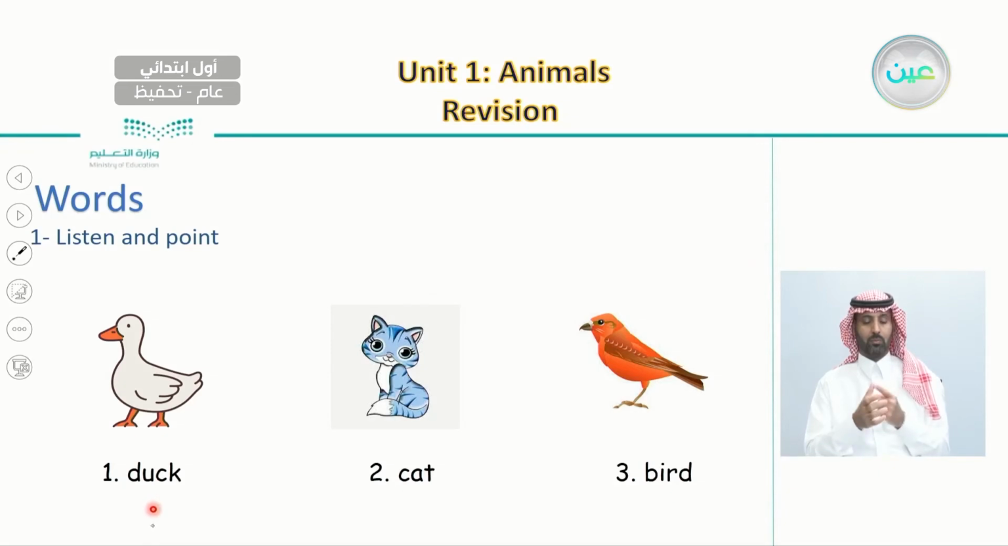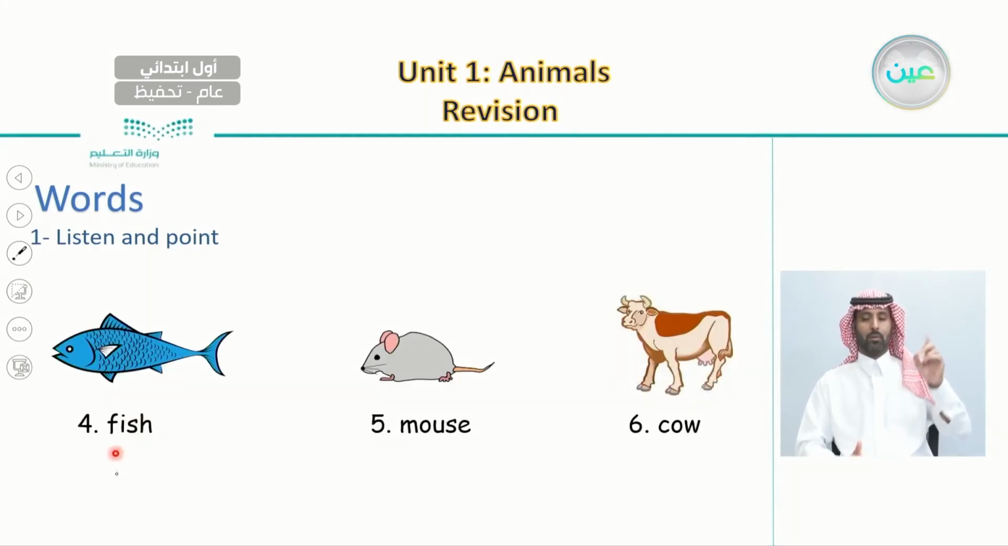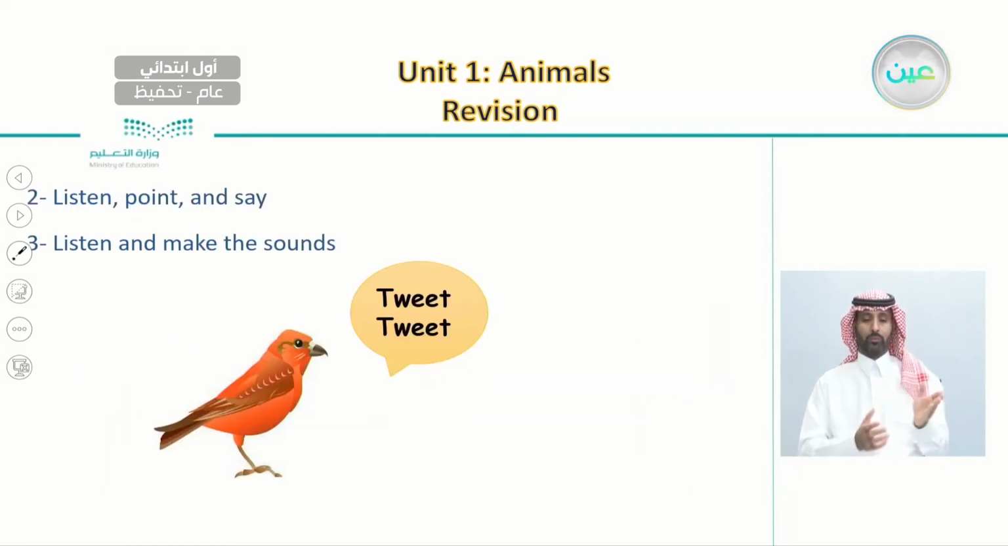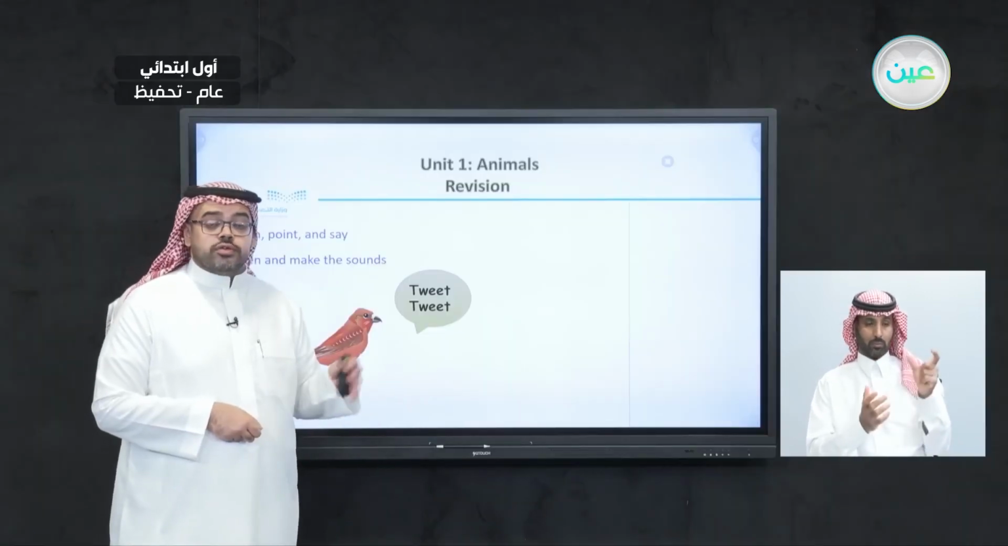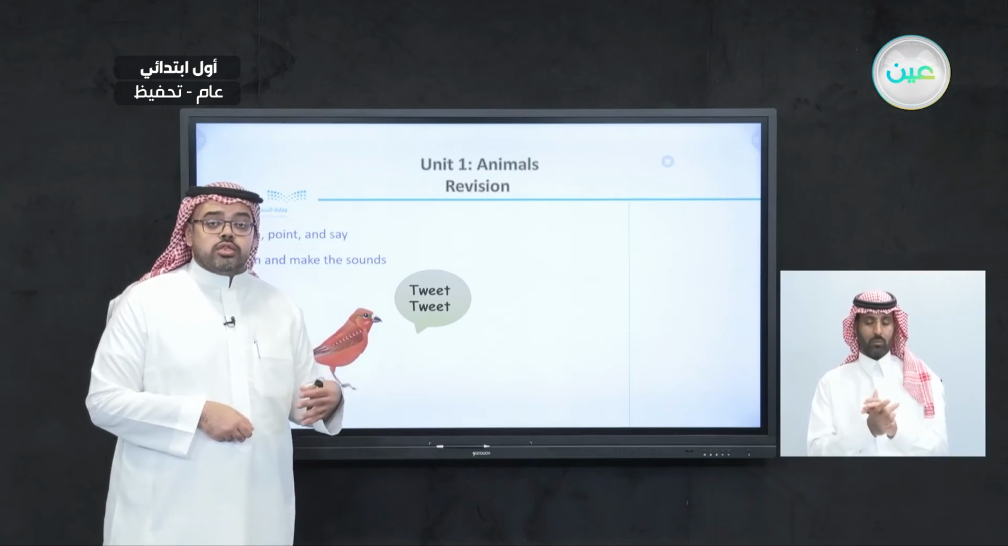The first word we have is duck, cat, bird, fish, mouse, cow. So, after listening to 6 of these words of different animals, we learned the second thing, which is how each of these animals sounds.